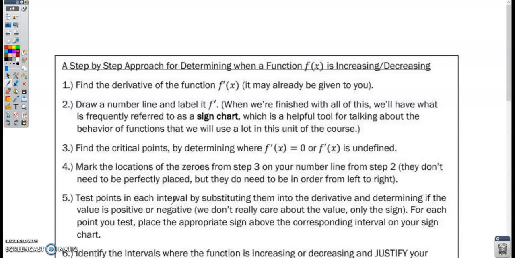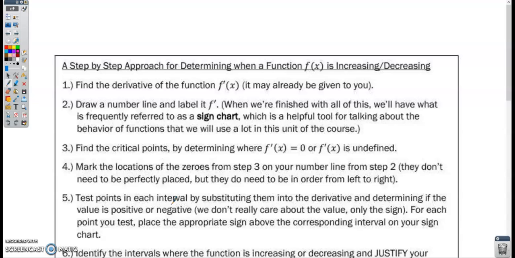Then, once we have our intervals established, we're going to test points in each of the intervals by substituting the x value from that interval into the derivative and determining if the value is positive or negative. Again, we don't really care about the value, we only care about the sign. There's no difference for us fundamentally between whether the derivative is 2 or whether it's 2.5, because in both of those situations the derivative is positive.